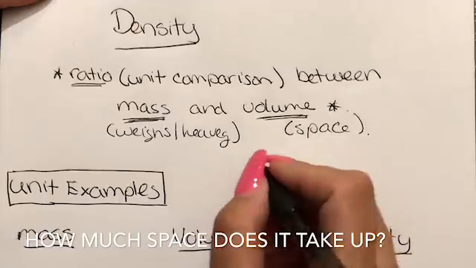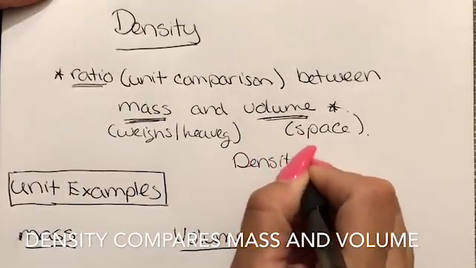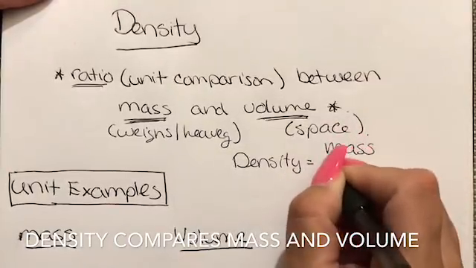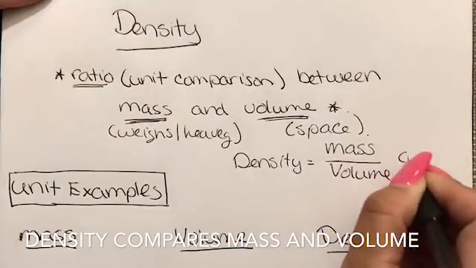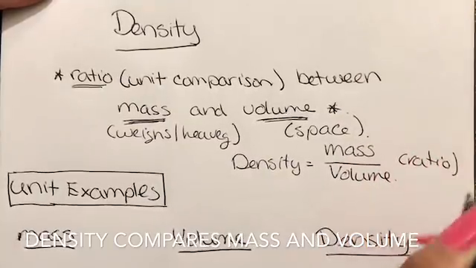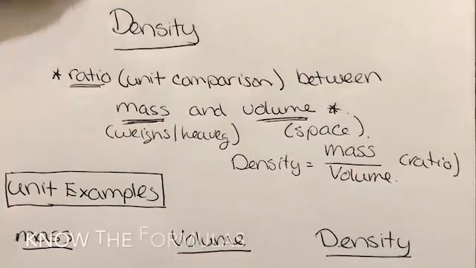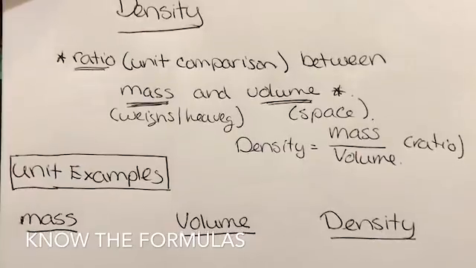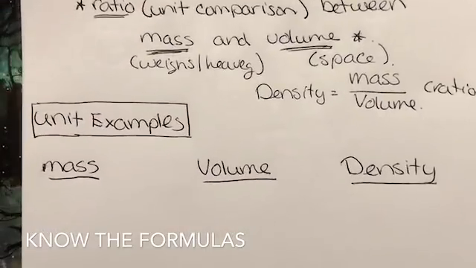Now, there's a formula for density. Density is equal to mass divided by volume. And that's why I called this a ratio, because a ratio is nothing more than just a fraction. Now, you'll see some different units associated with mass, volume, and then, of course, density.